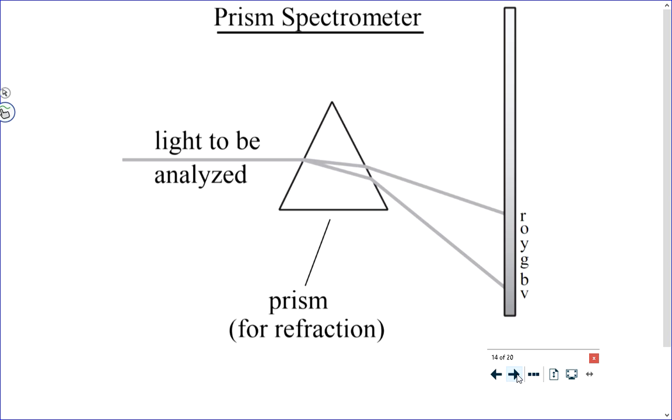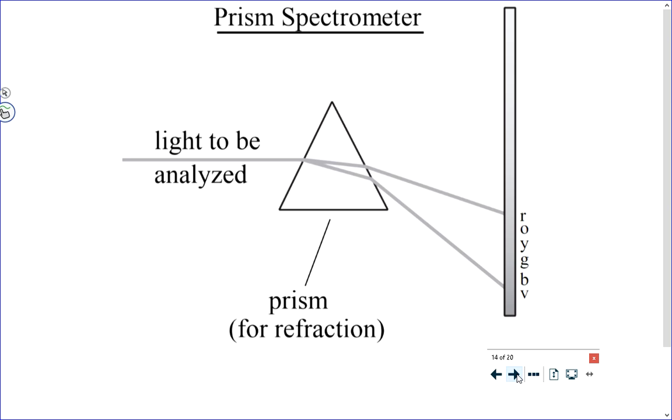And again, if that light source ended up containing every color of the rainbow, then on the right-hand side on the screen, you would see every color of the rainbow. So now what I want to do is talk about the three different types of spectra.